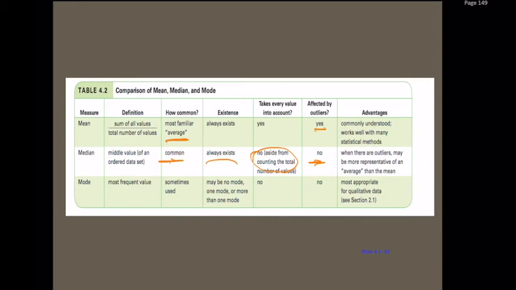The mode is probably the least used. I don't even think it's mentioned in your text. I mentioned it because it's something I thought you guys should know. It's sometimes used. It doesn't take every value into account, and it's not affected by outliers, but it's most appropriate for categorical data, also sometimes called qualitative, because it has to do with quality. Meaning, what's the most common eye color that occurs? What's the most common class standing that occurs? That's when mode is typically used.